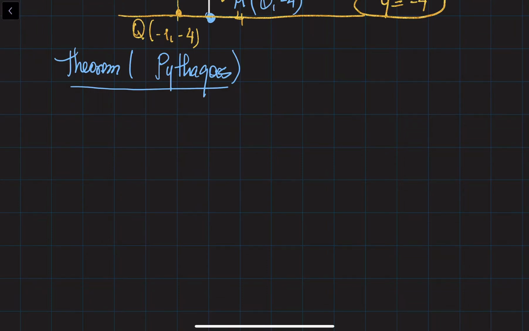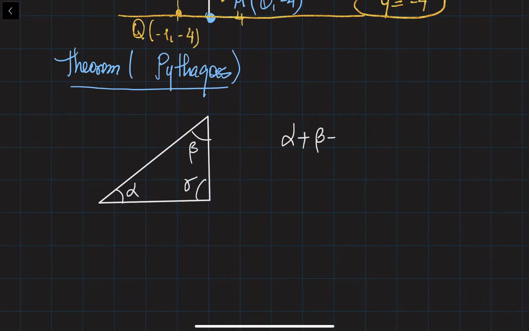So any triangle has these 3 angles. I'm just going to draw a triangle. And the sum of its angles should be equal to 180 degrees. So let's denote this angle as alpha, this one beta, and this one gamma. And the sum of the 3 angles, alpha plus beta plus gamma, should be equal to 180 degrees. There is a special type of triangle where one of the angles, gamma, is equal to 90 degrees. Then we denote this angle with a square. So it's 90 degrees, or in terms of radians, it's equal to pi over 2.